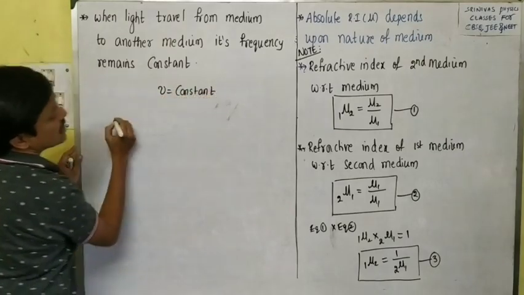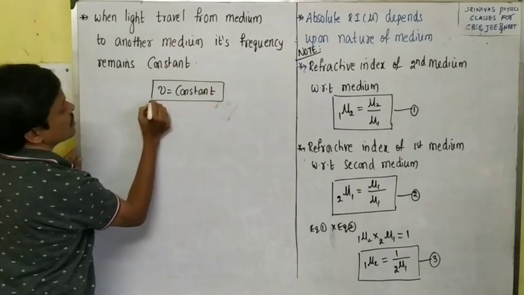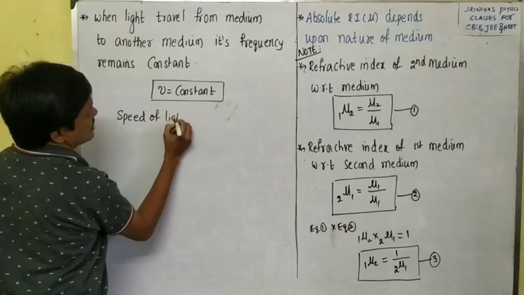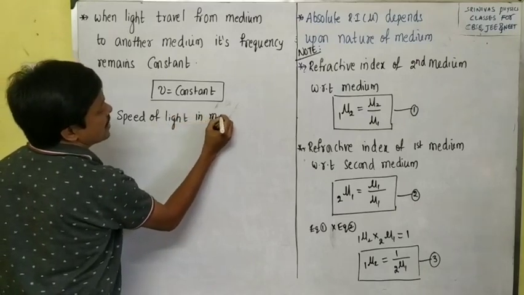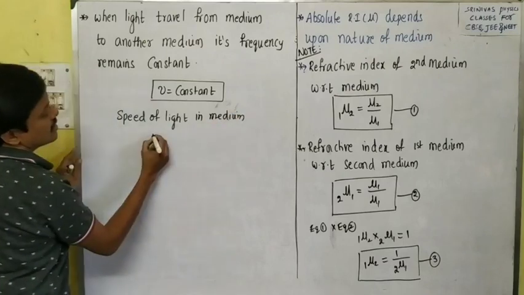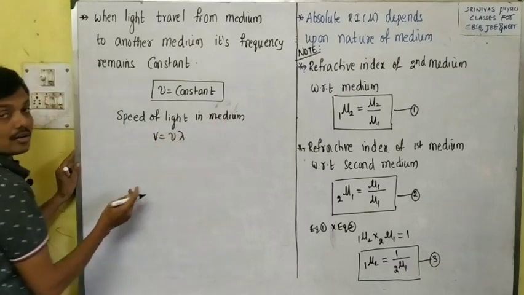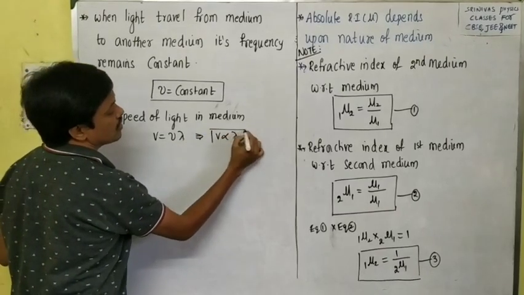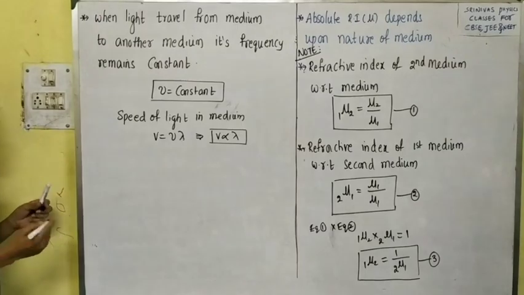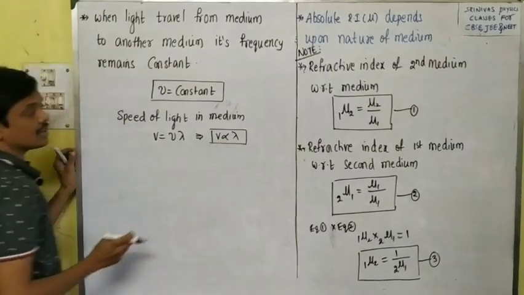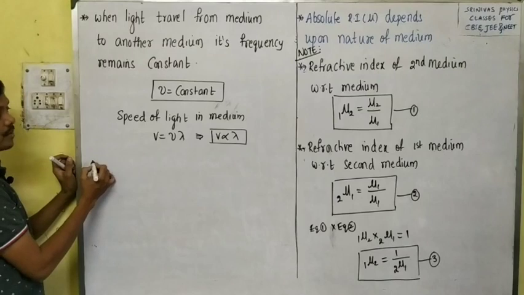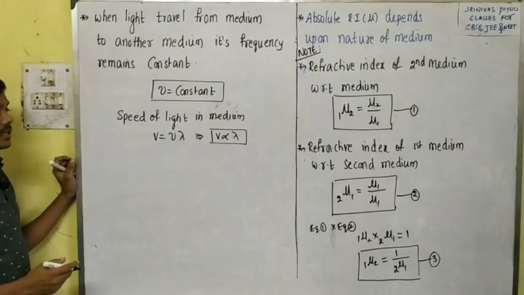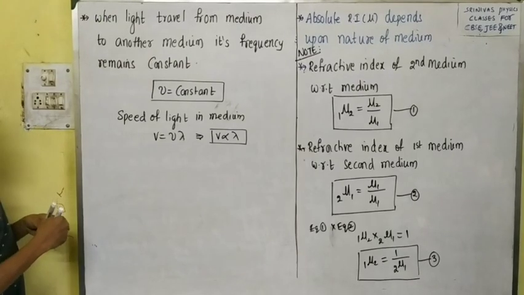We know the speed of light in vacuum and the speed of light in a medium. For the speed of light in a medium, we have the formula v equals nu lambda. In this, nu is constant, that's why we write v proportional to lambda. Speed changes and wavelength changes. That means when light moves from one medium to another, its wavelength changes, and according to that, its velocity, the speed of light, also changes.